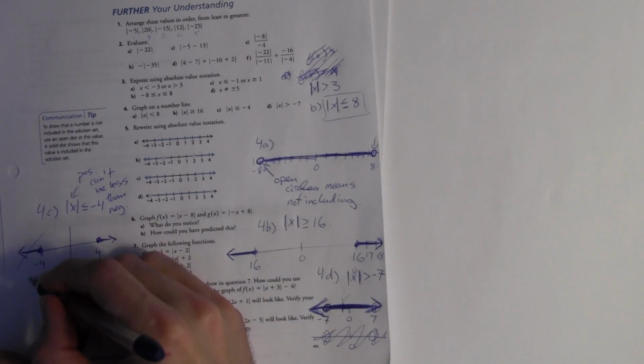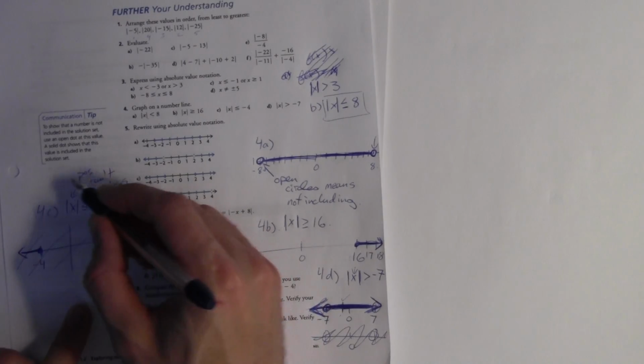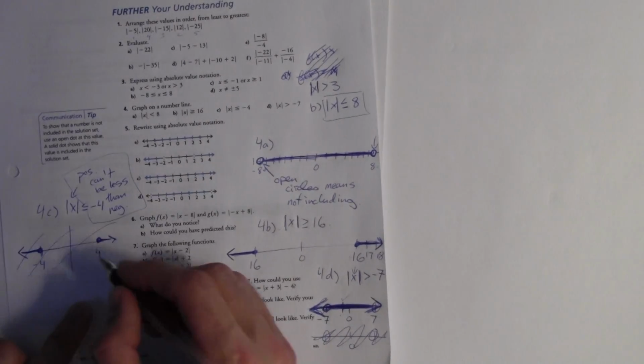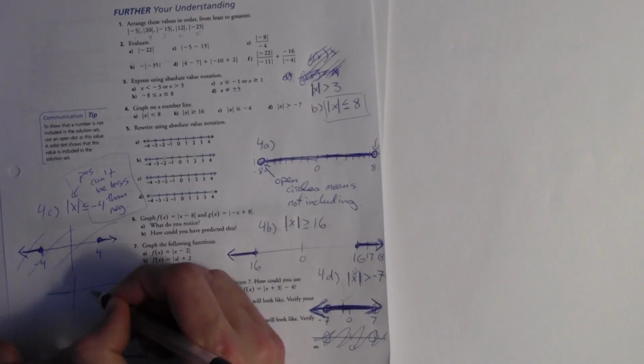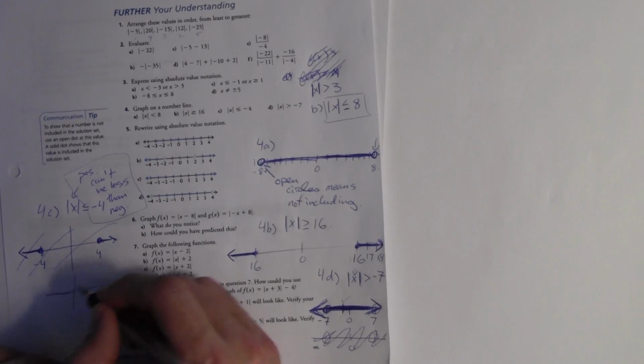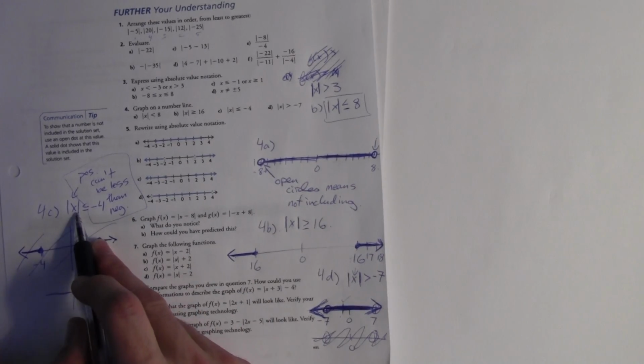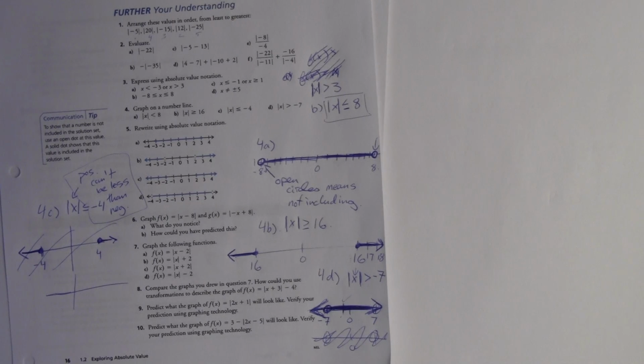Did you say trick question? You would just write this: a positive number can't be less than a negative number. So you could draw a blank number line. There's no value of x that we can put in that will make this true.